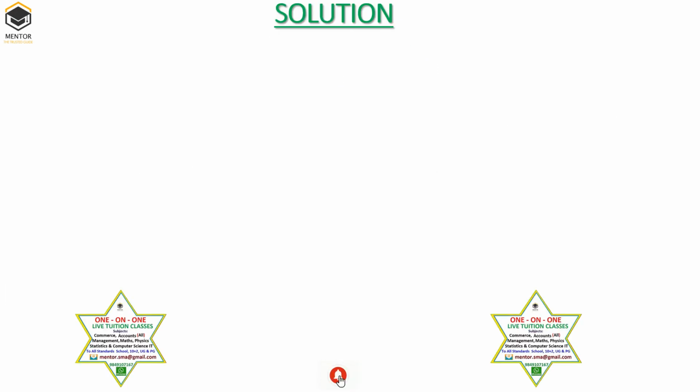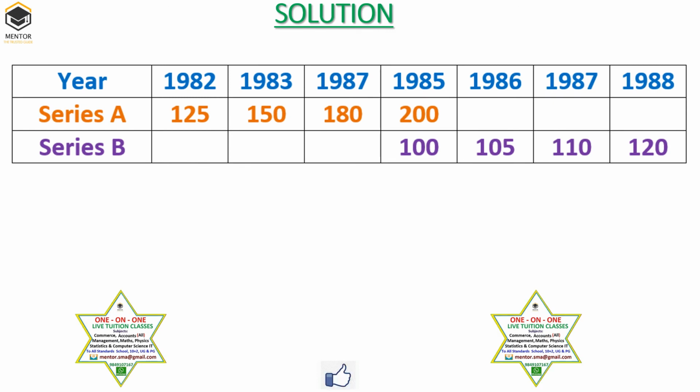Here is the solution for our problem. So this is the given question, the observation table. Here I have taken two series, A and B, in two different colors. Series A is in orange color, series B is in purple color. Here we need to find out for series A the index numbers for 1986, 1987, 1988, and for series B 1982, 1983 and 1987.